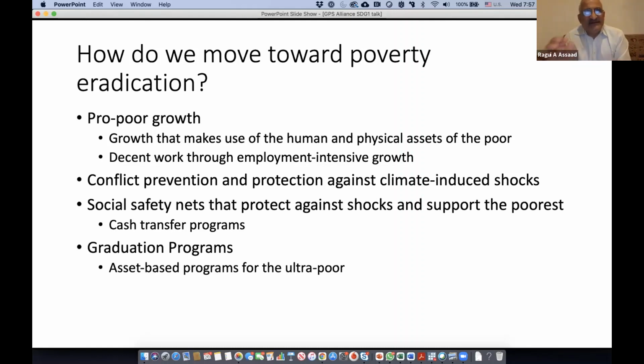The very last point is that we have learned a great deal in recent years about programs that target the ultra poor and help graduate them from poverty. These are often called asset-based programs, which are supported by a bunch of other interventions to allow the ultra poor to graduate from poverty. I've been involved in evaluating some of these programs, and they have proven very effective across many different contexts in the world. So this set of layered strategies can actually help us move towards poverty eradication. Thank you, and sorry for talking too long.